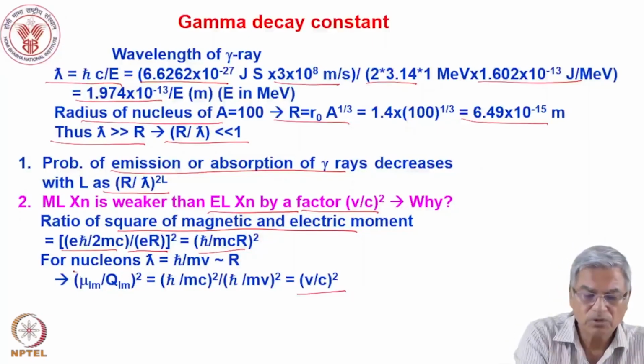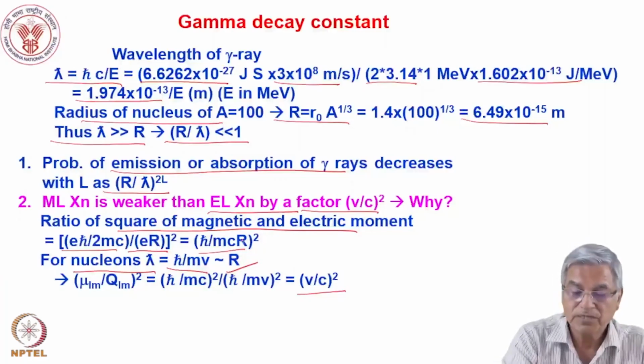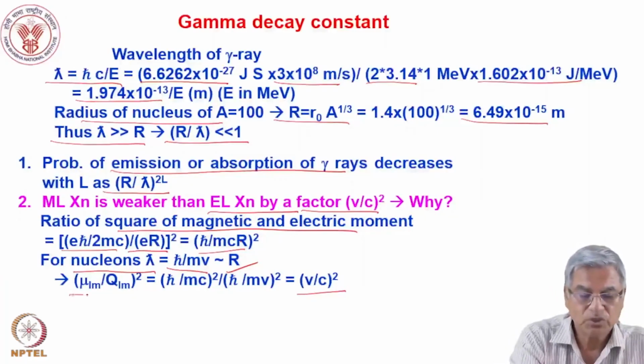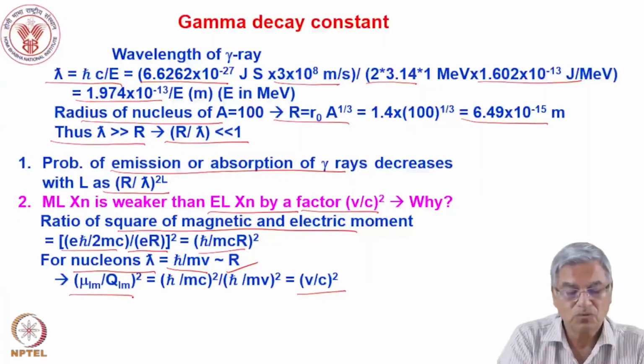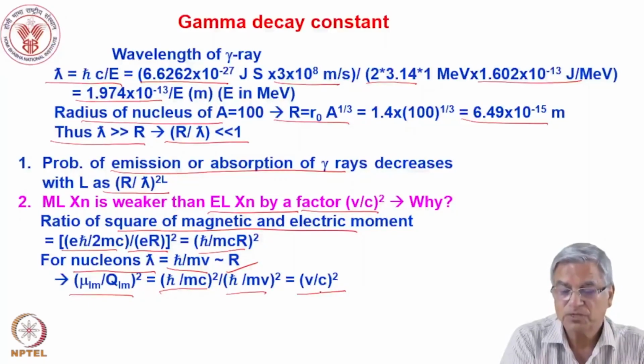Now for the nucleons, the reduced wavelength is equal to ħ/mv, and the nucleon wavelength is close to R. So we can replace this R by ħ/mv in this formula. The ratio of the magnetic dipole moment to the electric dipole moment can be written as (ħ/mc) upon (ħ/mv), squared. So it becomes v/c.